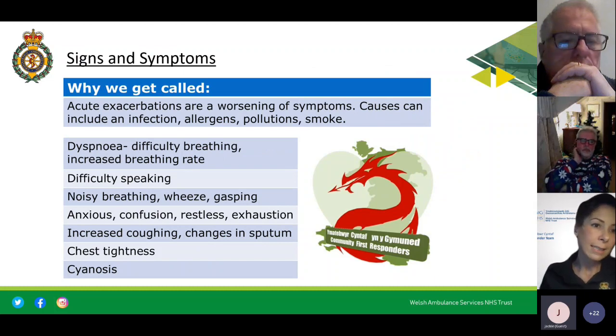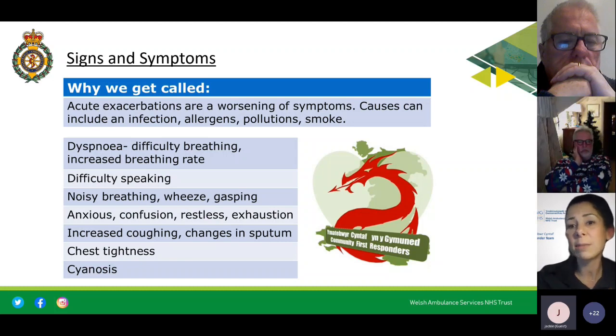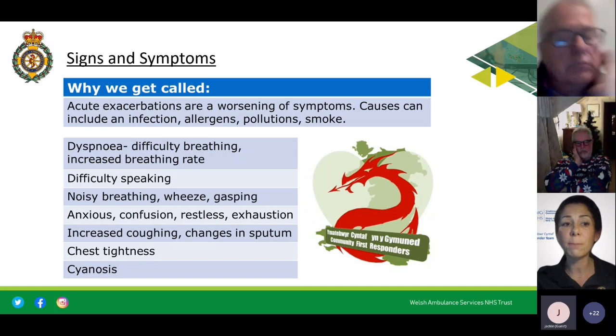So, signs and symptoms. We're looking at the acute exacerbation of COPD. Acute meaning short term or new, and exacerbation meaning worsening of symptoms. So, things we're going to be looking out for. We know from the previous slides how patients might present on a normal day, so do ask those questions, ask what's normal for them. But what you might see is things like difficulty in breathing and an increased respiratory rate.